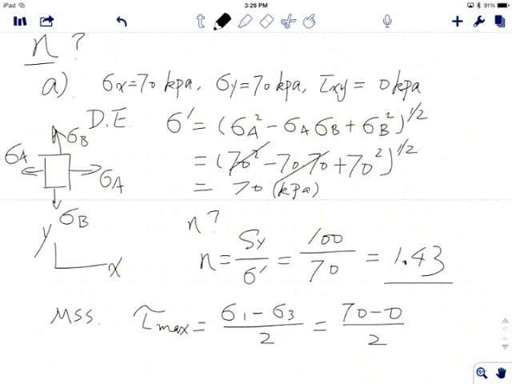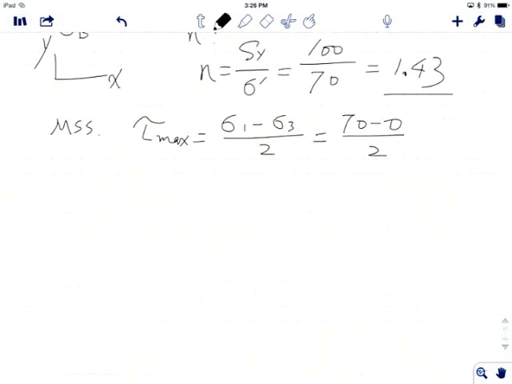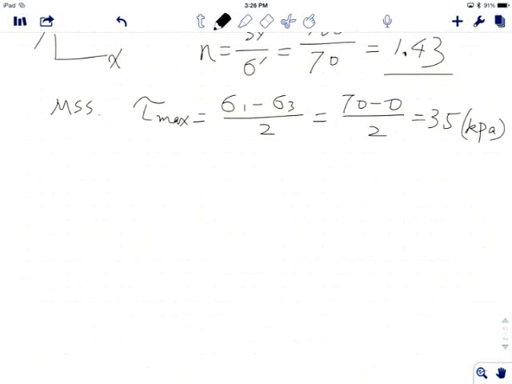Because, remember, this is a 2D case, right? In this loading, remember, we still have sigma 1 and sigma 3. 1 is your maximum stress. 3 is your minimum stress, right? Don't forget 0. Because if it's a 2D case, that's telling you the third direction stress is 0, okay? All right, so 70 minus 0 divided by 2, that is 35 kilopascal. All right, okay.